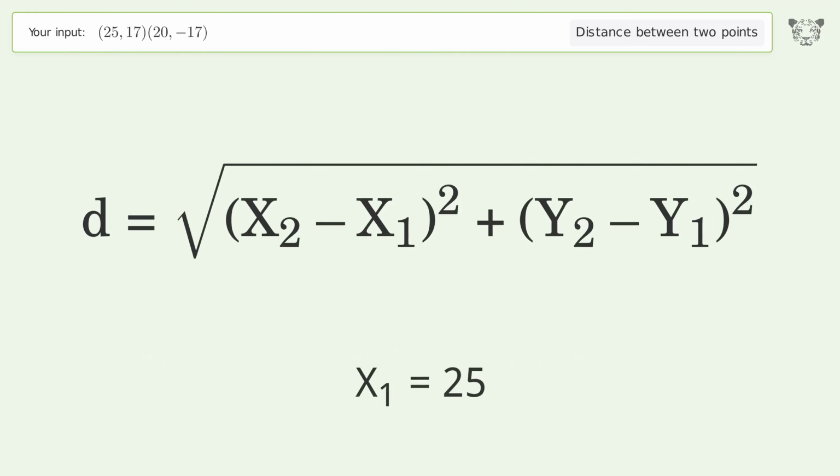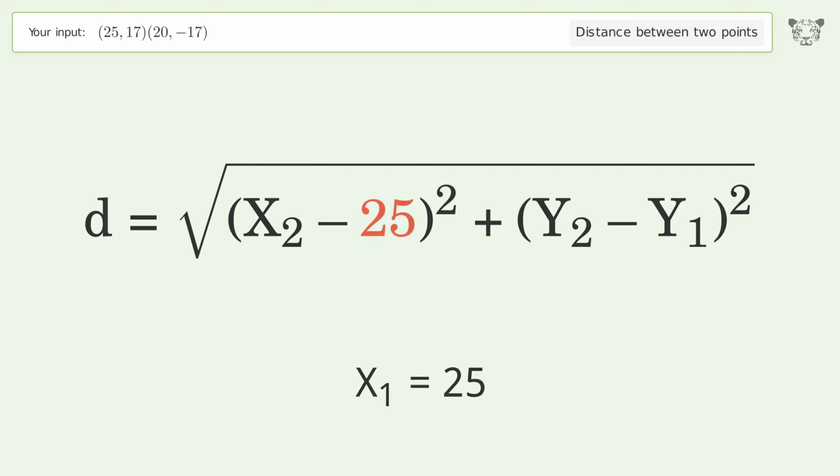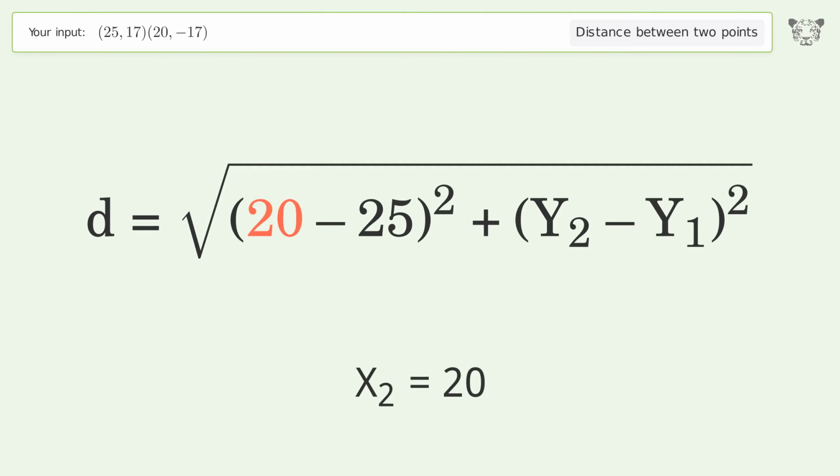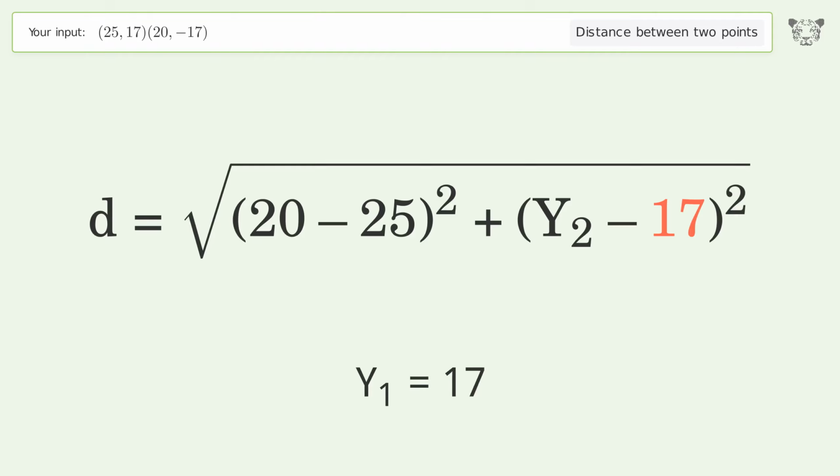x1 equals 25. x2 equals 20. y1 equals 17. y2 equals negative 17.